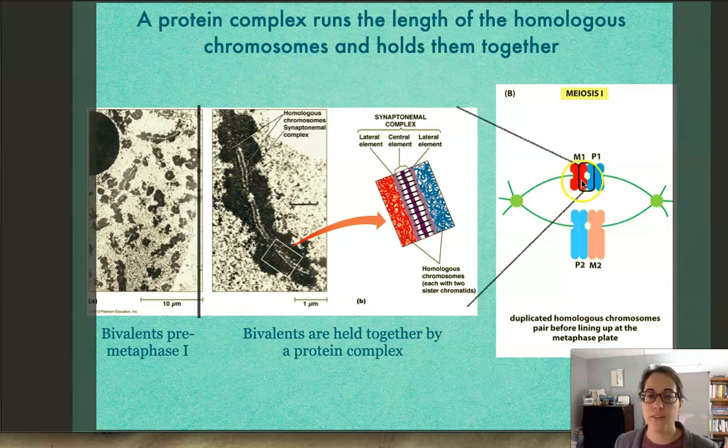The way that this happens is that the homologous chromosomes are held together by something called a synaptonemal complex. It's just a complex of proteins that forms kind of a mesh structure, and it lines up the DNA down the length of the chromosome. And then we actually have the cutting of the DNA backbone on two pieces of DNA, and then the exchange and reattachment of the DNA.